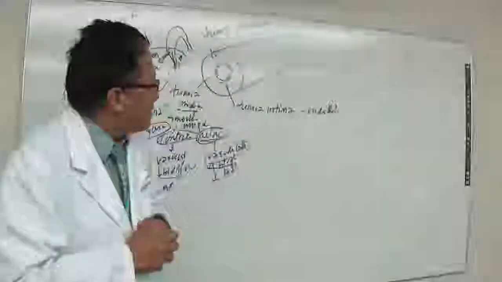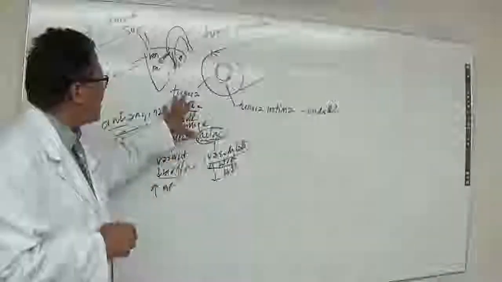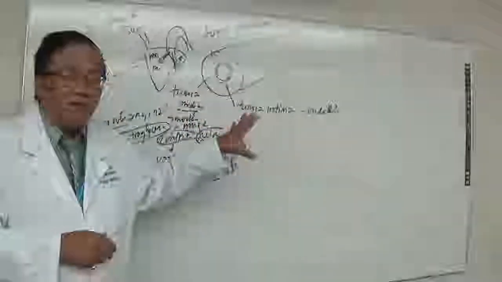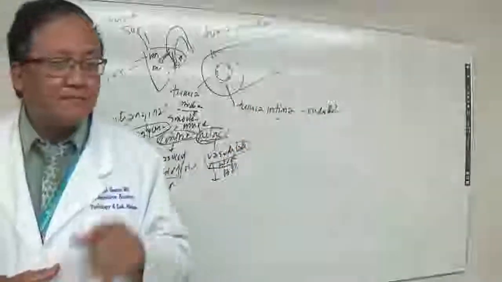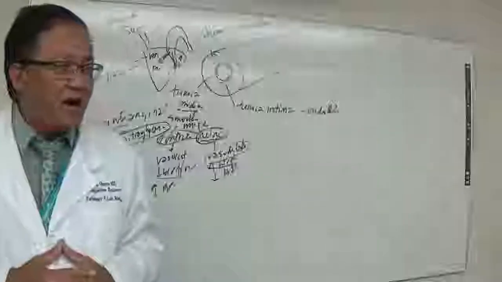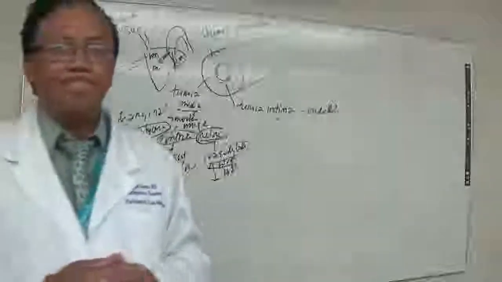Okay, now, the bottom line, therefore, is that knowing what is normal, valves, and what happens when the valves are not working, varicose veins will happen. Valves are present only in the veins, not in the arteries. Is that clear?